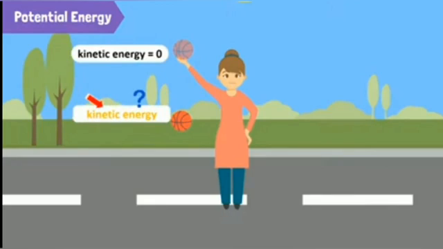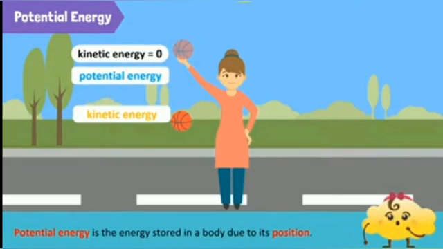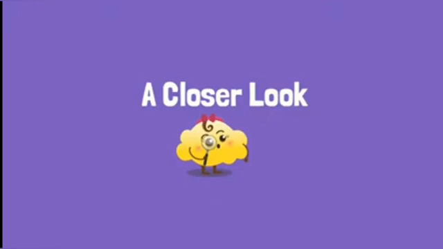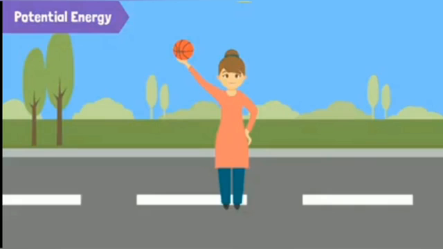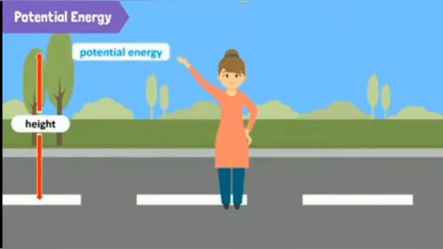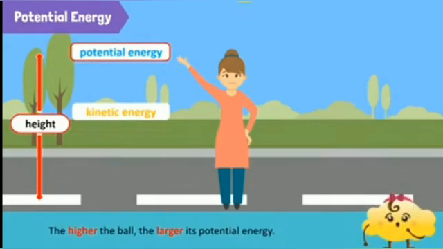This energy which is stored in the ball is called potential energy. Potential energy is a form of energy stored in a body due to its position. Let's have a closer look. Here, the position is the ball's height from the ground. When you release it, the potential energy converts to kinetic energy. In fact, the higher the ball, the larger its potential energy. That is why if we raise the ball to a greater distance from the ground and release it, it will hit the ground harder.